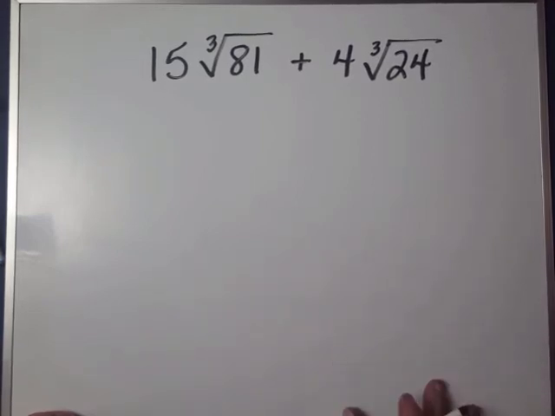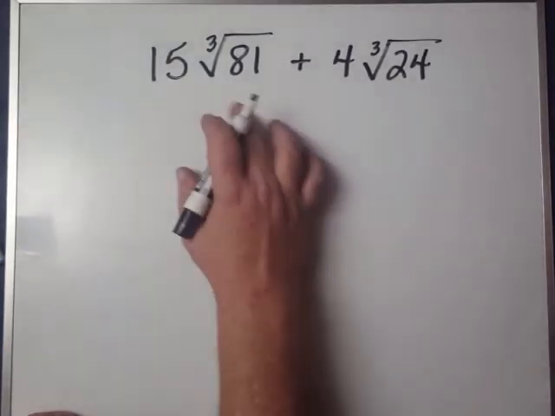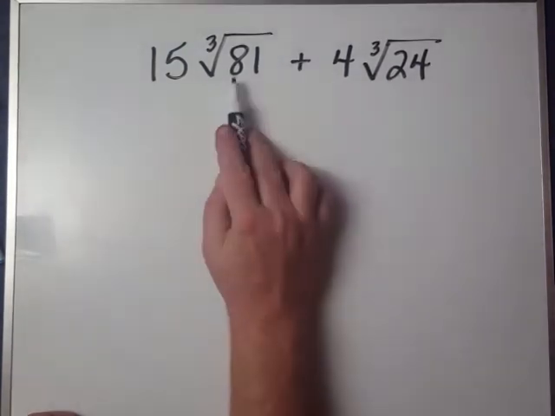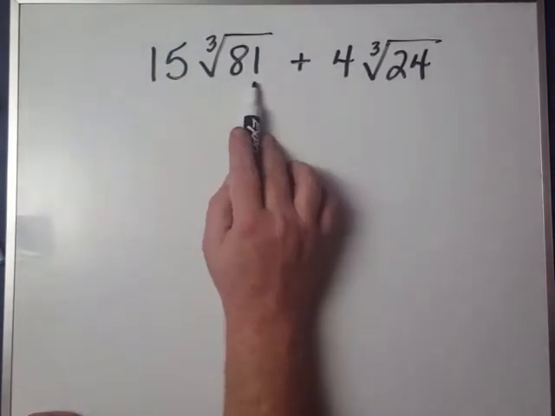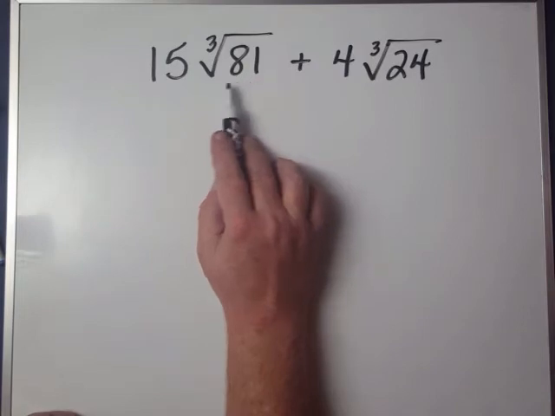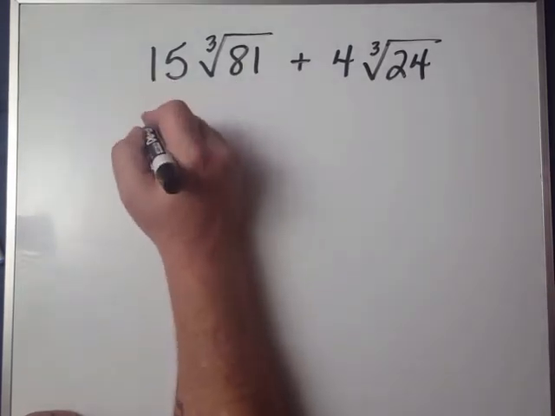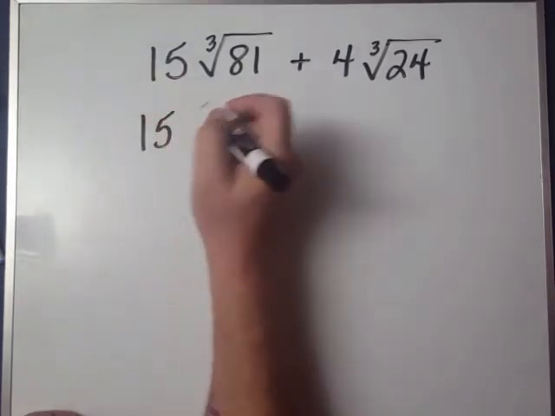So, simplify each term. Does 81 contain any perfect cubes? Well, 81 is 3 to the 4th, so I know it contains 3 to the 3rd. I know it contains a 27. Our 15 floats out front.